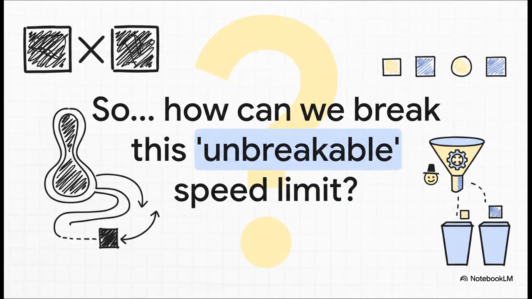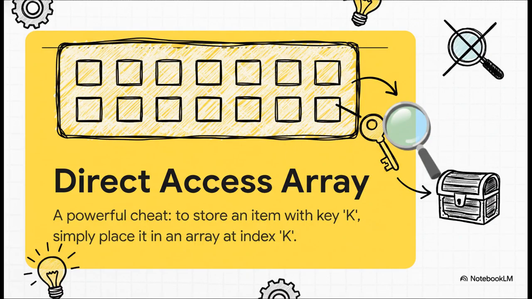Okay, so if the bottleneck is having to compare things over and over, how do we get around that? The answer, it turns out, is to kind of cheat. We need to figure out a way to get the information we need without making any comparisons at all. And here is that brilliant cheat, the direct access array. The idea itself is almost laughably simple. Just forget about comparing stuff. If you have an item and its key is, say, the number 42, you just stick it in an array at position number 42. No searching necessary. You just go right to it.